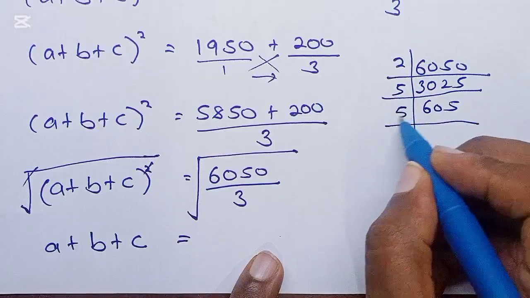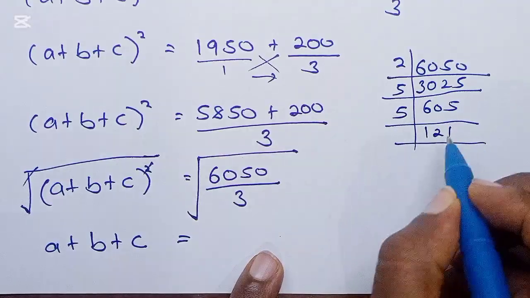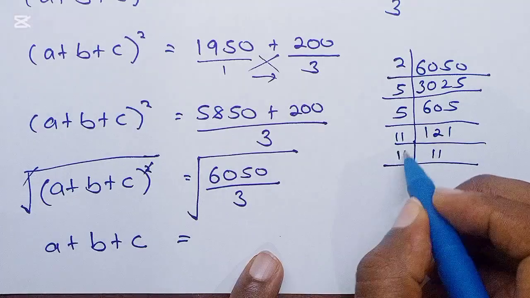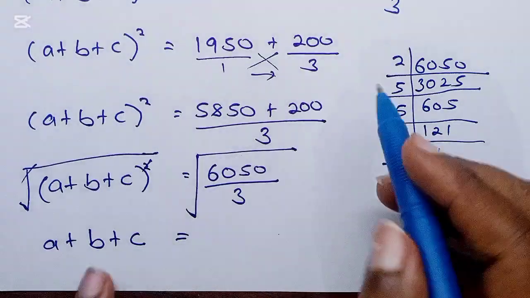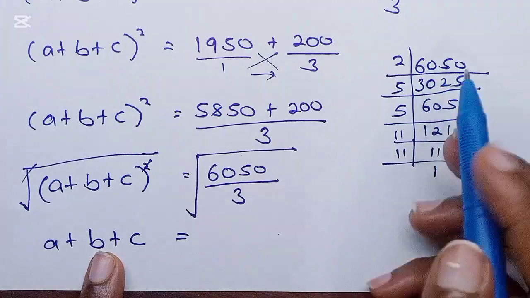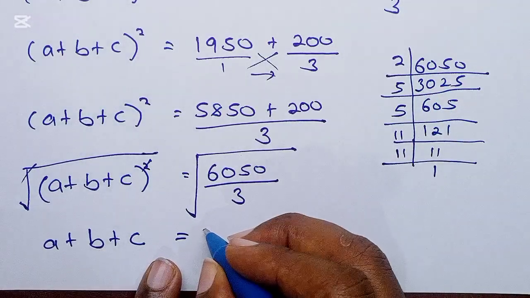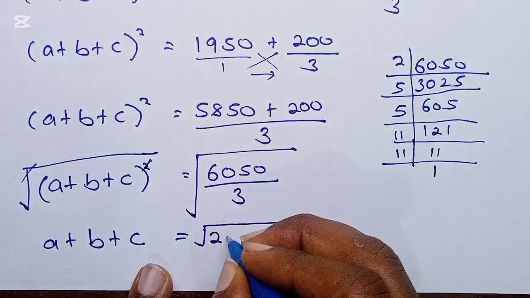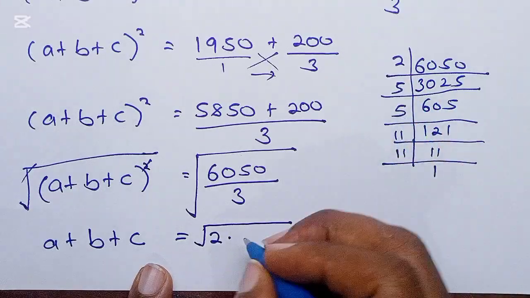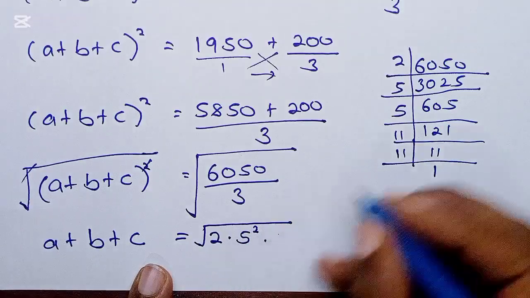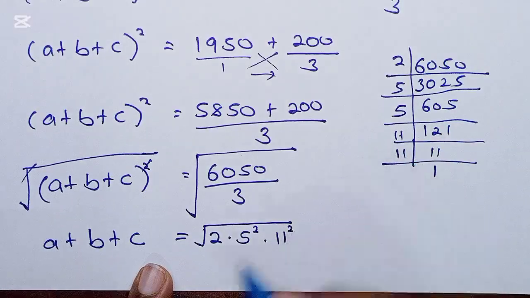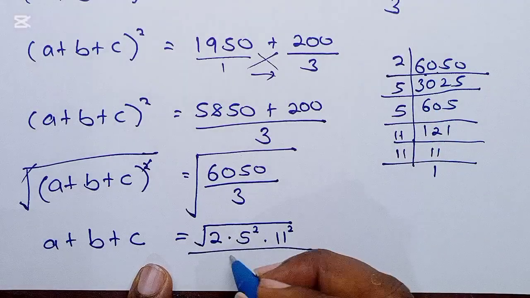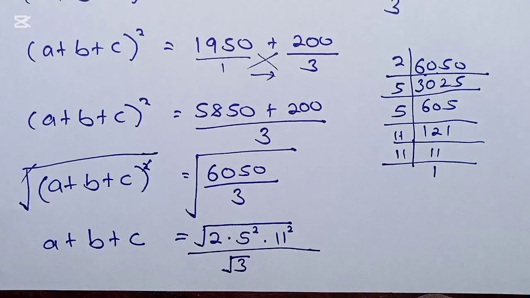This is divisible by 5 to give us 121. This now is divisible by 11 to give us 11. And this is divisible by 11 to give us 1. So these are the factors of 6050. So this will be equal to square root of 2 times 5's are 2, so times 5 squared times 11's are 2. So when you multiply this, you come up with 6050. So this is over square root of 3.